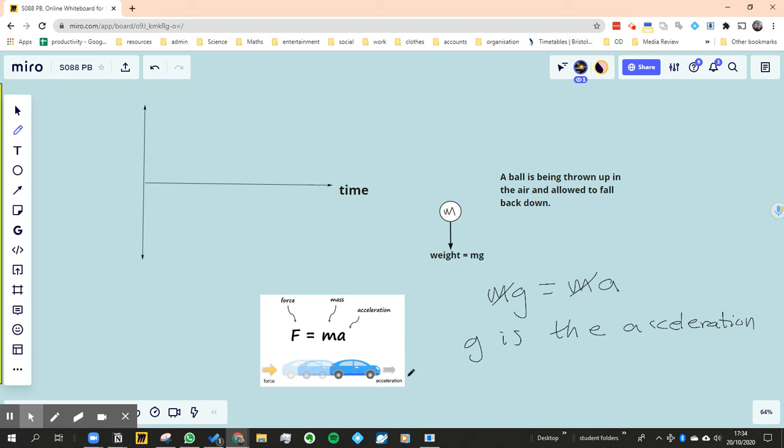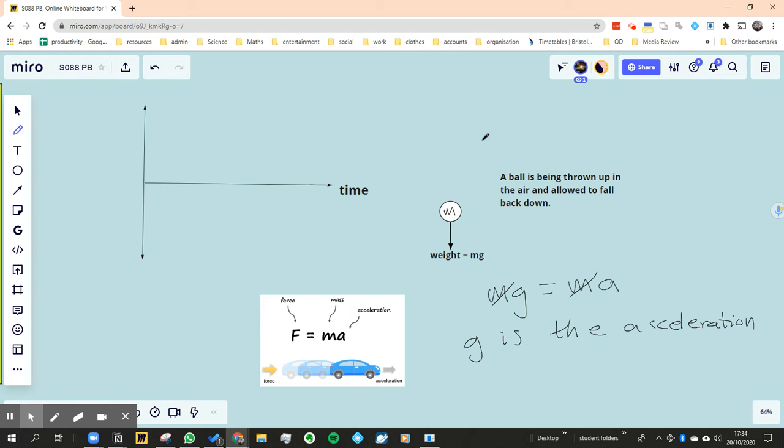Now, this is the important bit, okay? It doesn't matter where the ball is, it's still going to experience the same force, it's still going to experience the same acceleration, because the same mass, same strength of gravity. Yes, that's true, but to an extent.